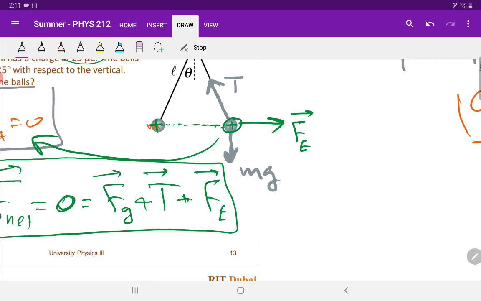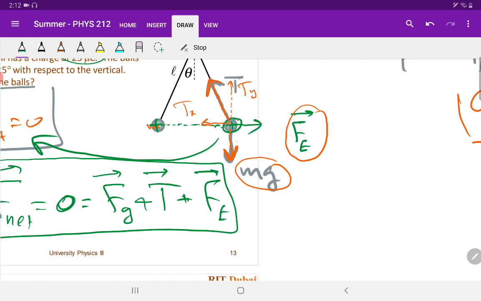Now, how can we solve this one? This is what we call a vector equation. In order to solve it, I need to analyze each force as x component and y component. The good news about this question is that FE is already in the horizontal direction, so it has only an x component, and mg is also vertical, so it has only a y component. The only one that has two components is T, which means I can analyze it as a vertical component, this is Ty, and a horizontal component, this is Tx.